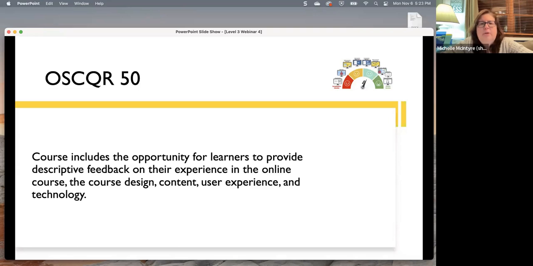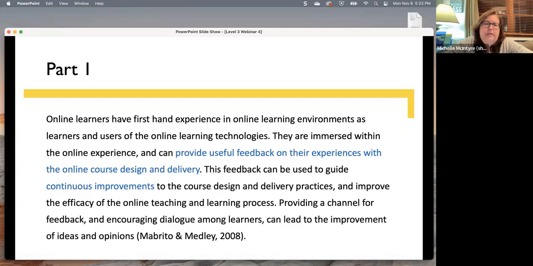So really, this is an opportunity to add these practices to the course. And so really, it's talking about getting useful feedback from them on their experiences as a student in your course and how this is part of the continuous improvement, right? I've met with a lot of you for OSCQR, and I'm always talking about iterative improvement, continuous improvement.